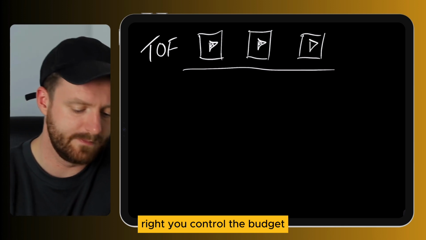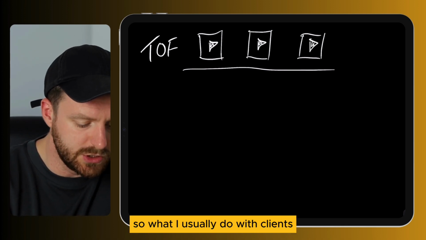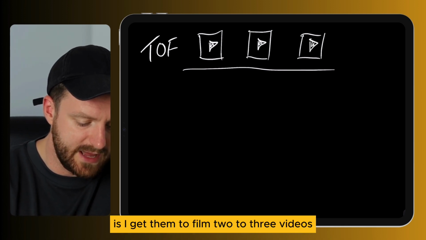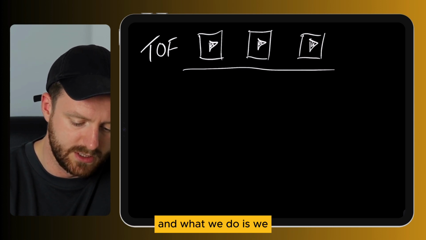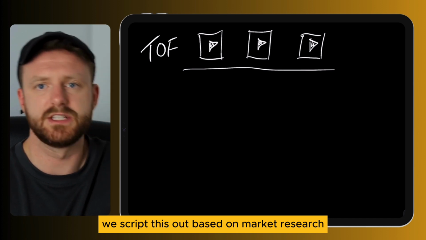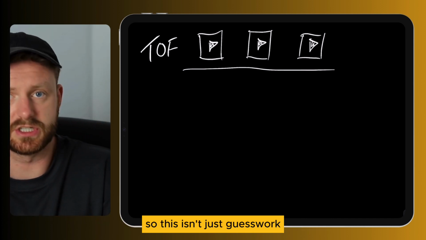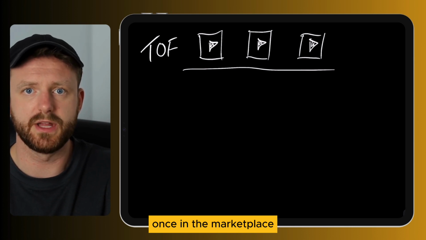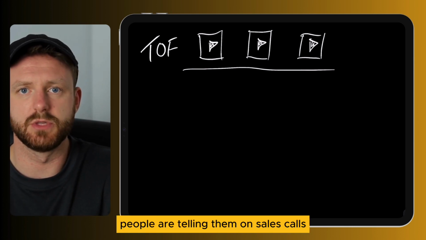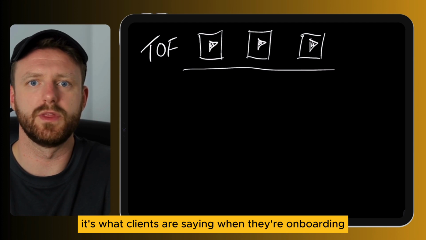You control the budget. So what I usually do with clients is I get them to film 2 to 3 videos. And what we do is we script this out based on market research. So this isn't just guesswork. This is looking at what people want in the marketplace. This is what people are telling them on sales calls. It's what clients are saying when they're onboarding.